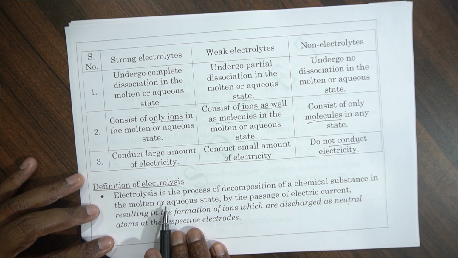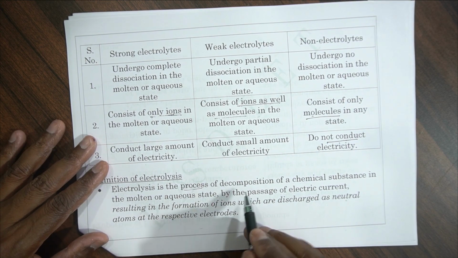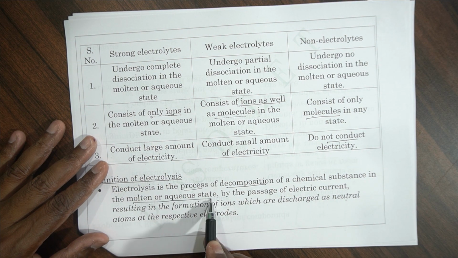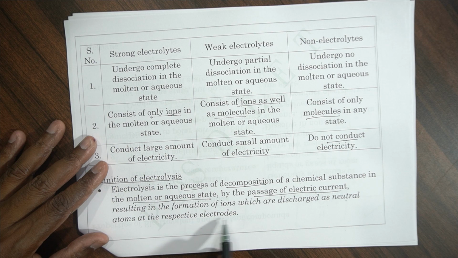Then definition of electrolysis. What is the definition of electrolysis? It is a process in which decomposition takes place. A chemical substance in molten or aqueous state, current is passed, and then formation of ions which will be discharged as neutral atoms at the respective electrodes.